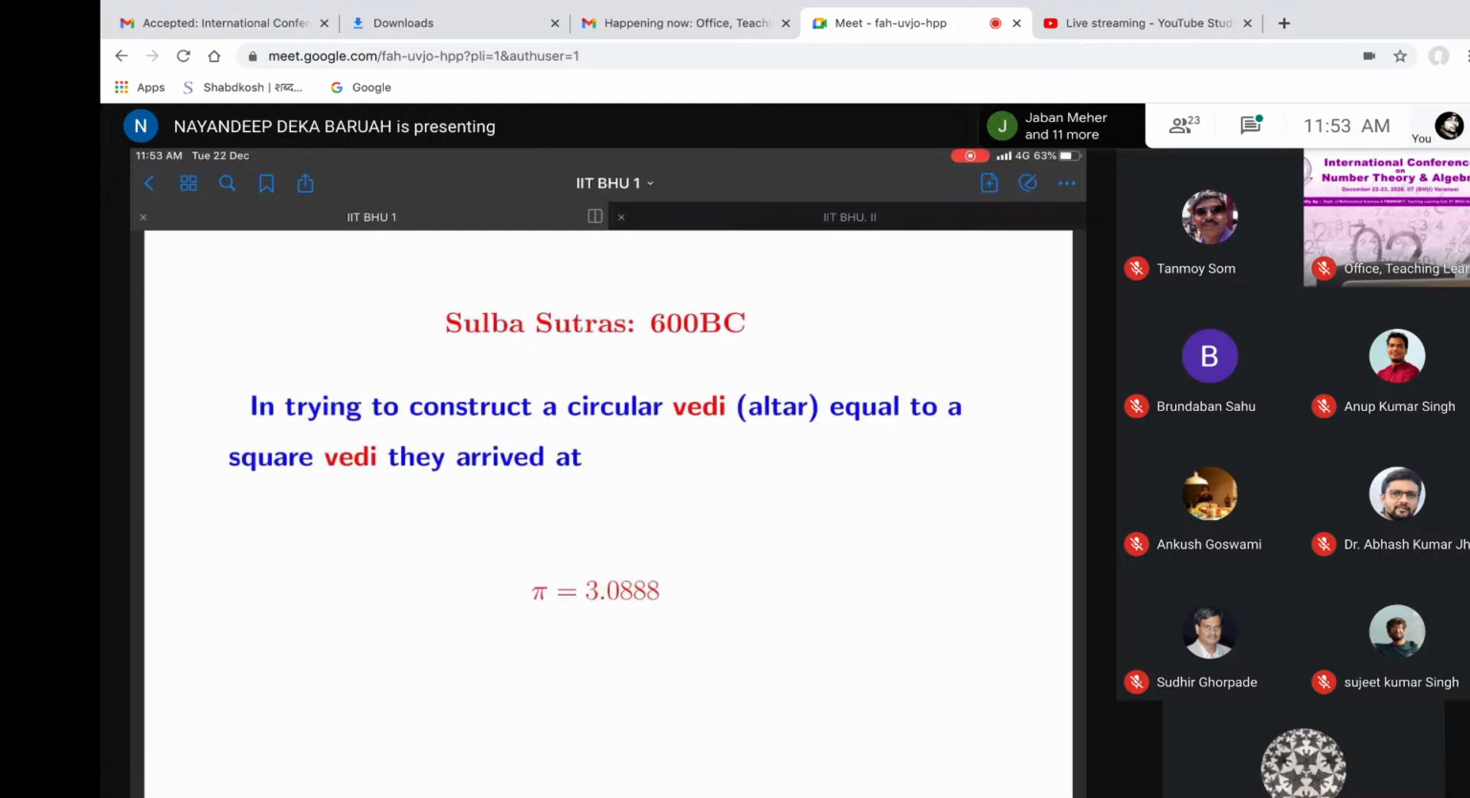Similarly, in the Sulba Sutras in India, they were trying to construct a circular vedi equal to a square vedi for certain pujas. They arrived at pi equal to 3.088, something like that. And there are many other instances where the value has been calculated.